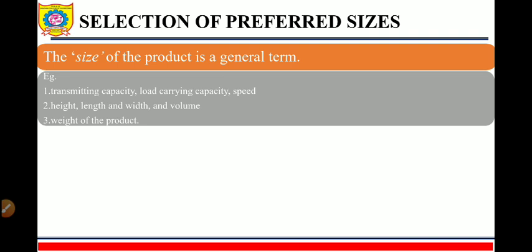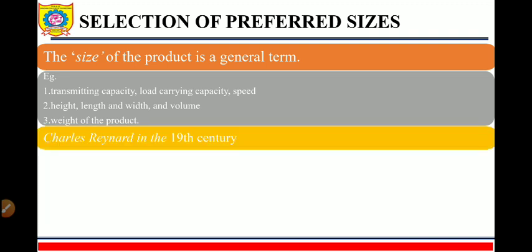Similarly, weight of the product is also an example of size, because size is not only related to the dimensions, it is also related to general terms like transmitting capacity, load, power, etc., or weight of the product. So what are the preferred sizes and what is the use of these preferred sizes or preferred series, that we'll see now. Now these preferred series were first developed by Charles Renard in the 19th century.